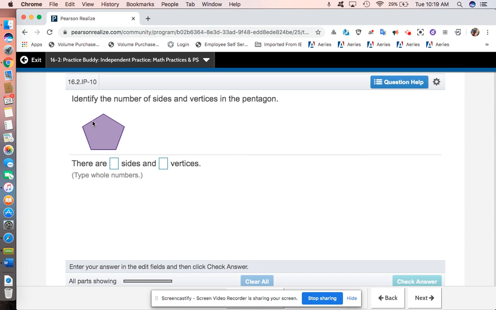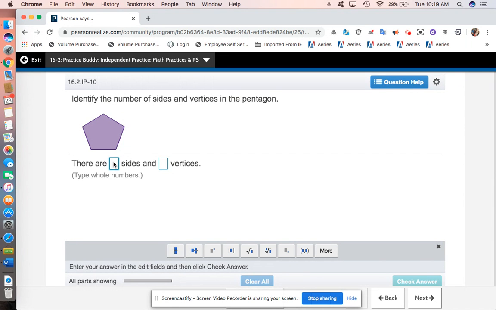A pentagon. There's 1, 2, 3, 4, 5 sides on a pentagon, like a 5-star general. A vertex is this point here. 1, 2, 3, 4, 5. There are 5 vertices.